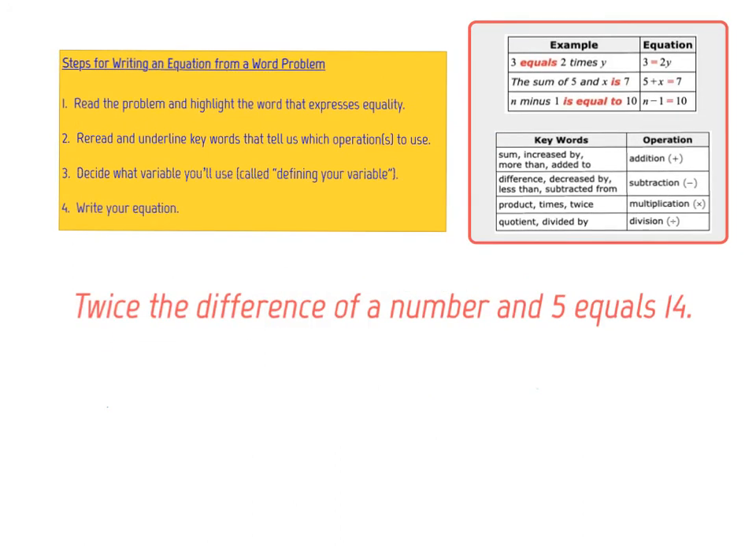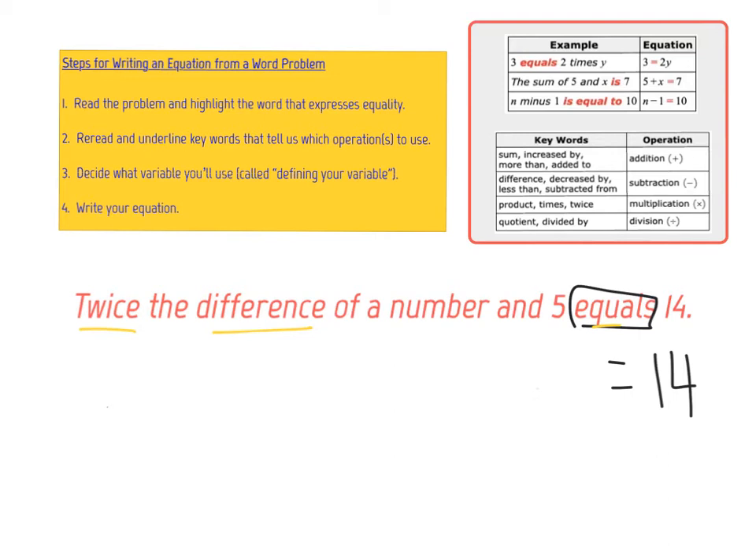So it says twice the difference of a number and 5 equals 14. So I see my equals here, and we know it's all going to equal 14. So now let's go back and reread and look for those operation keywords. So it says twice the difference of a number and 5 equals 14.